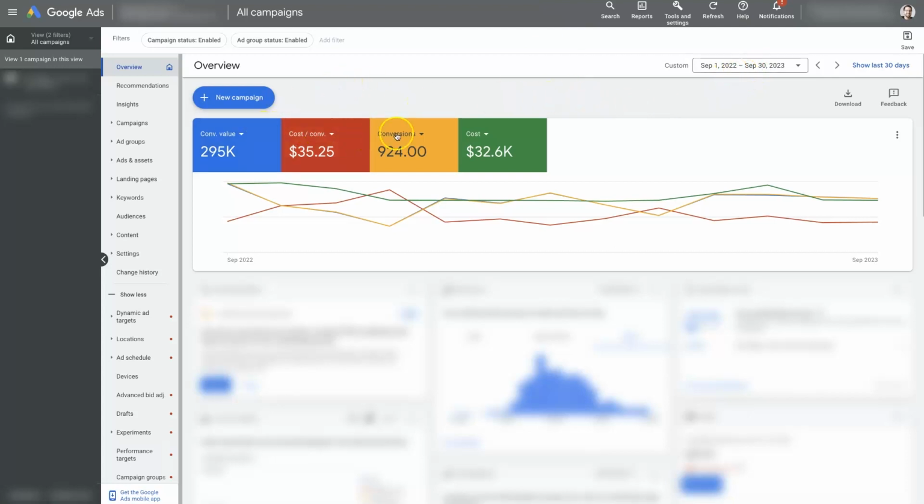So we have this account pulled up where we've been running ads for the last year, and we have some different values here. So we've got the amount that we spent on the ads, so $32,000, the conversions we've received over the last year, so almost 1,000, average cost per conversion at $35, and the conversion value at almost $300,000. So that's about a 10x return on ad spend, which is pretty high depending on your niche, but it changes all throughout the year and it can vary from niche to niche.